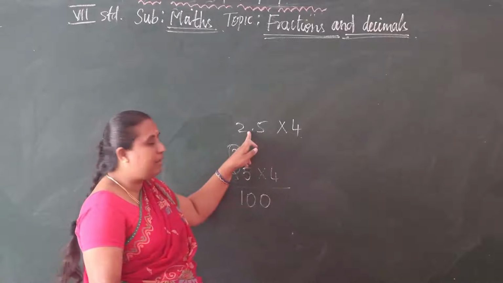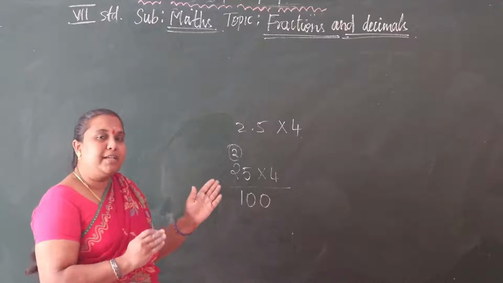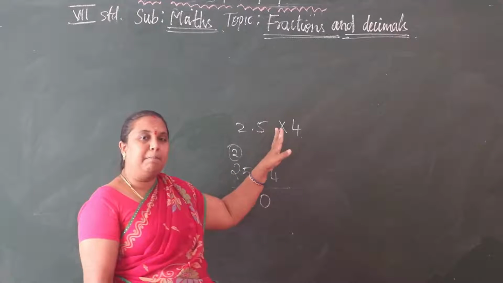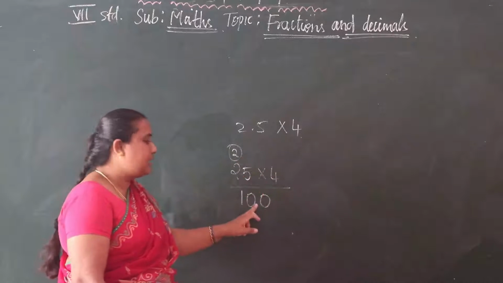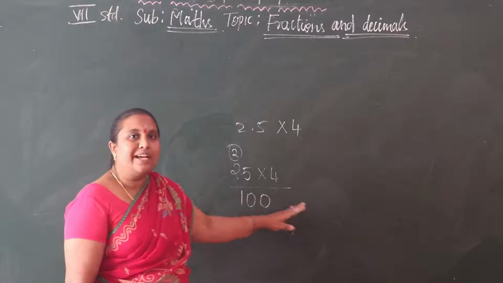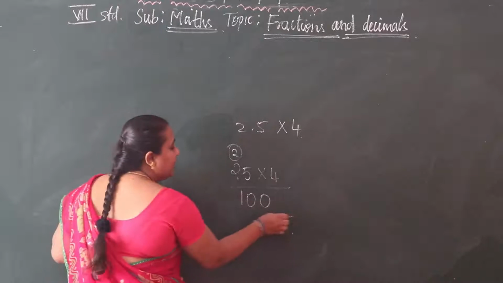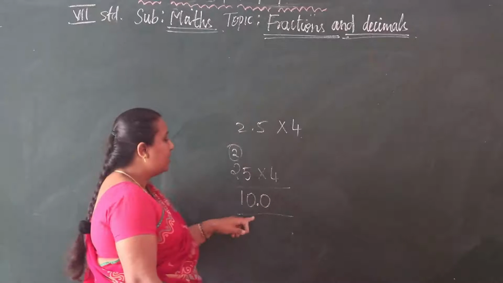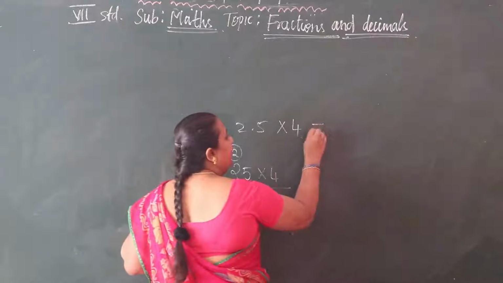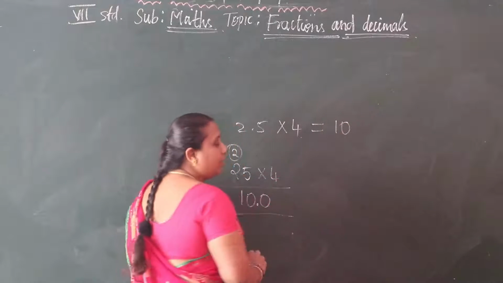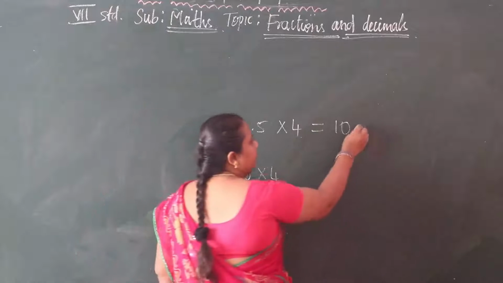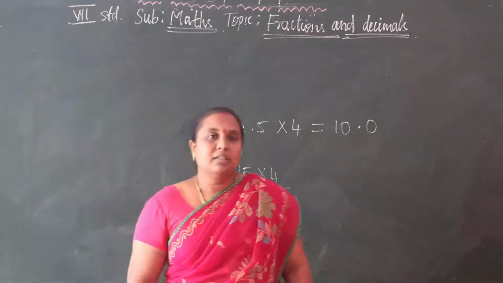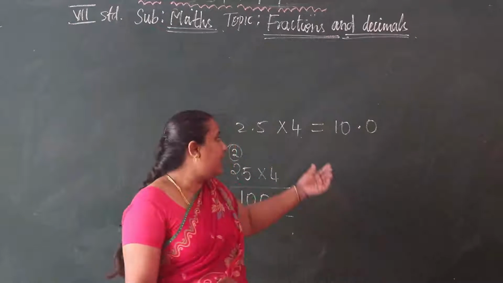Now we have a decimal point here. How many places are there in the decimal part? Only one. So we take one decimal place from the right side of the answer. So the answer is 2.5 into 4 is 10, or we can write it as 10.0. Zeros in the decimal part have no value, so we can write only 10 also.